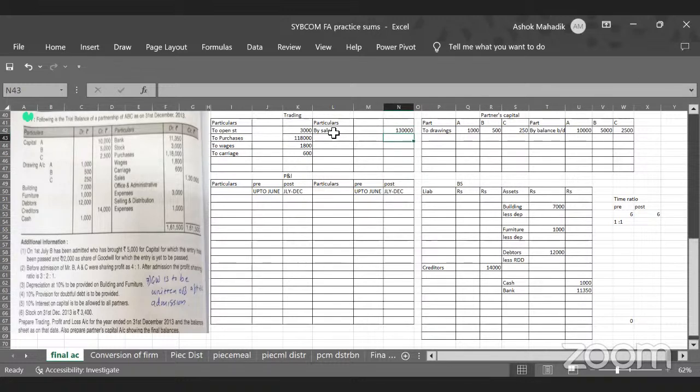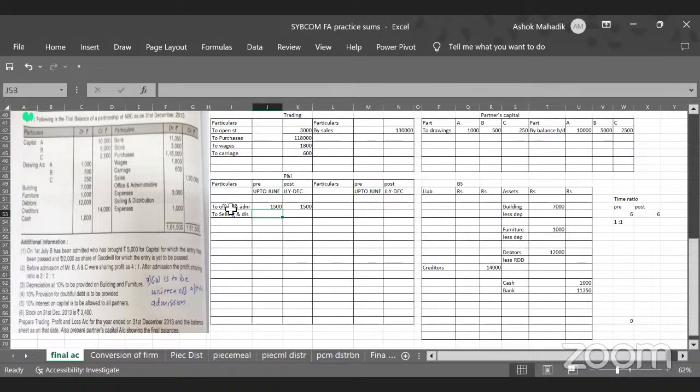Then office and admin expenses. This will come in P&L. I'll write to office and admin expenses. Since the time ratio is equal, that is 6 months and 6 months, before admission and post admission, we will divide all the P&L expenses in equal proportion, 1:1. So the amount is 3,000, so I'll write 1,500 and 1,500. Is it clear, students? Next, to selling and distribution expenses.